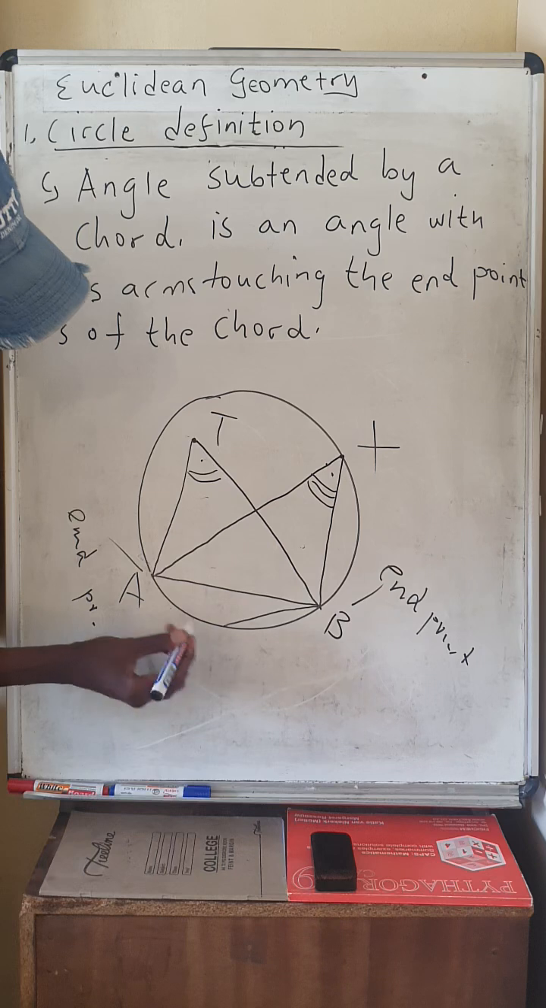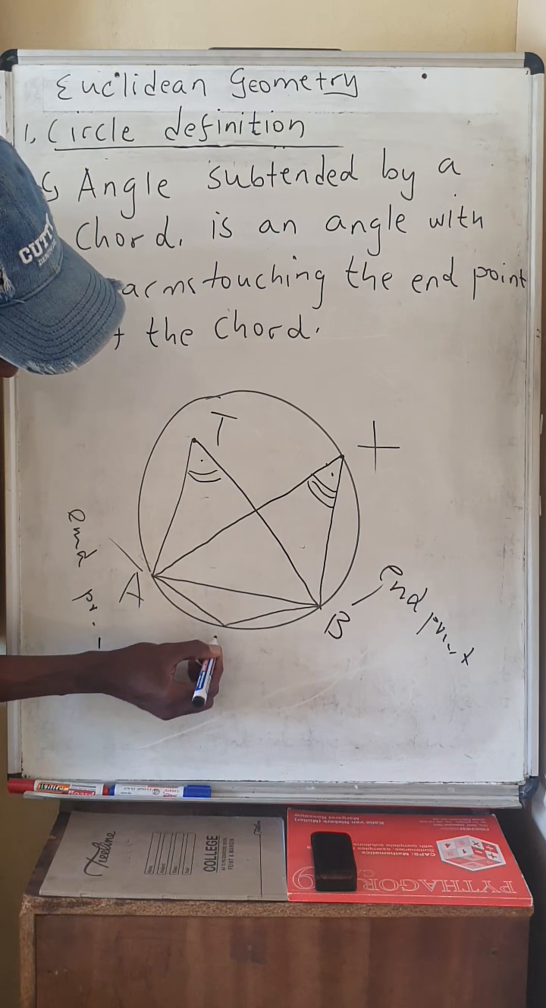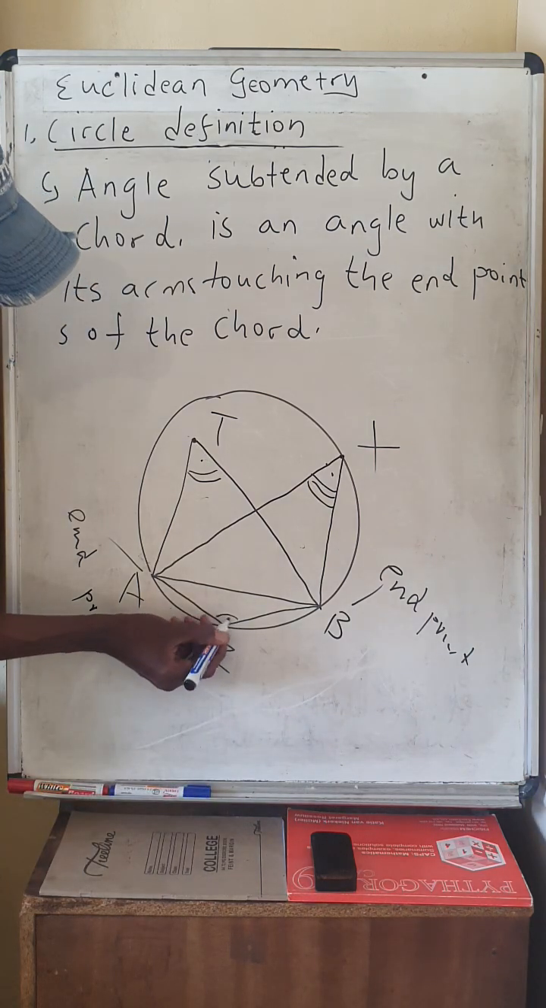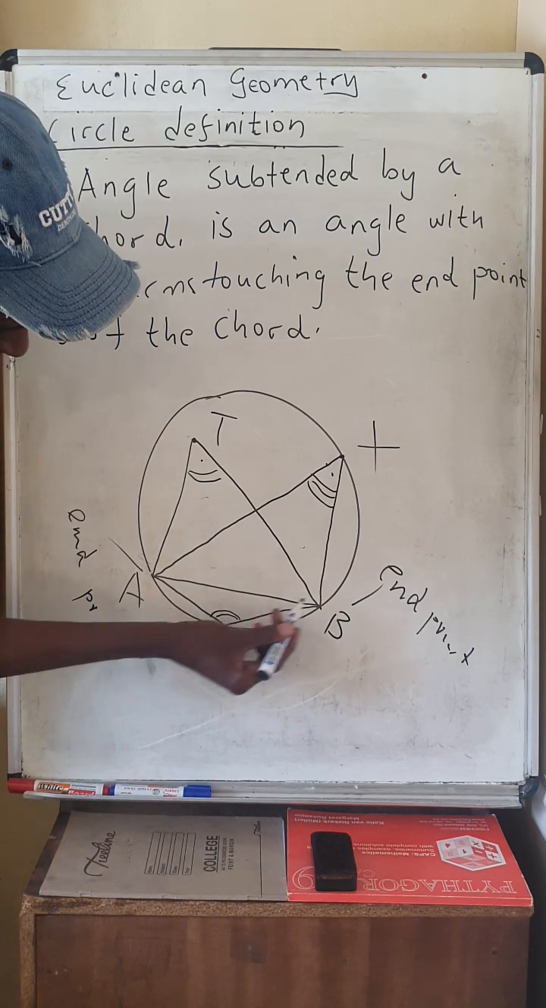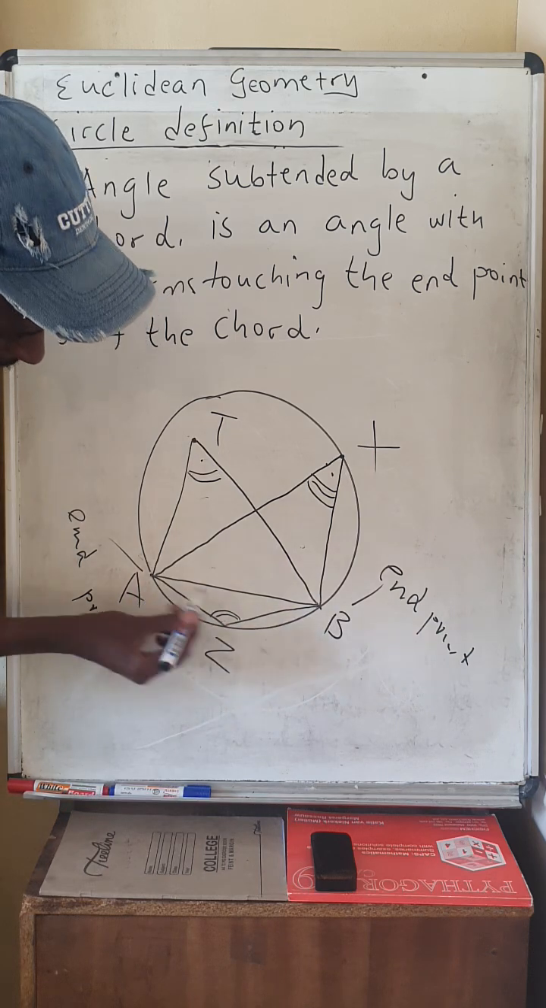Ta-da. Have another here. Let me say this is Z. So Z is also subtended by chord what? Chord AB. Because the arms of angle Z, which is AZ and ZB, are touching the endpoints of chord AB at A and B.